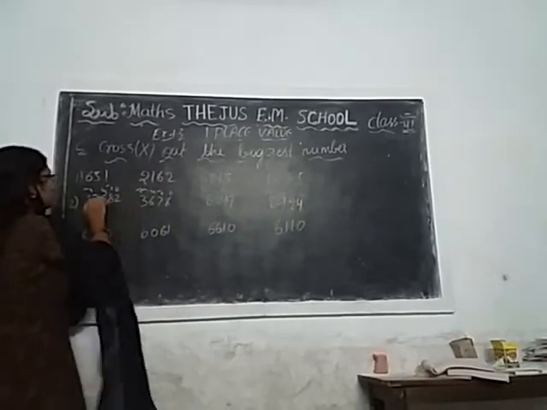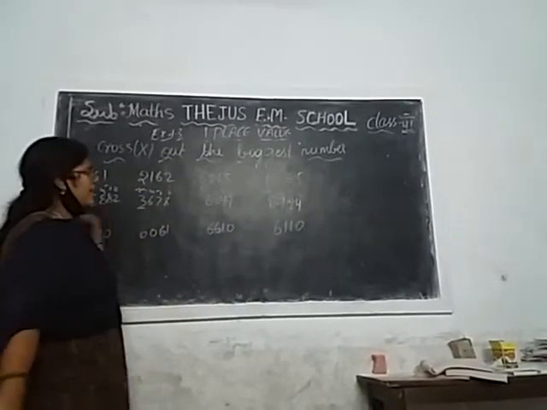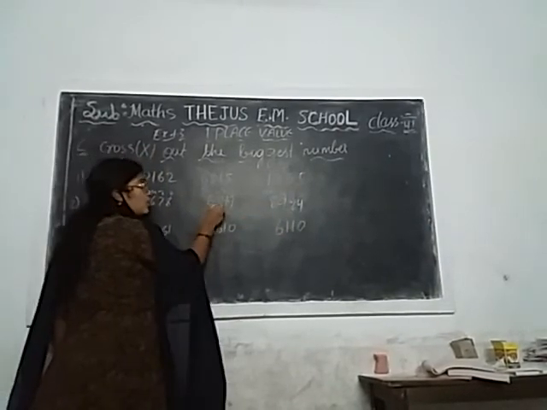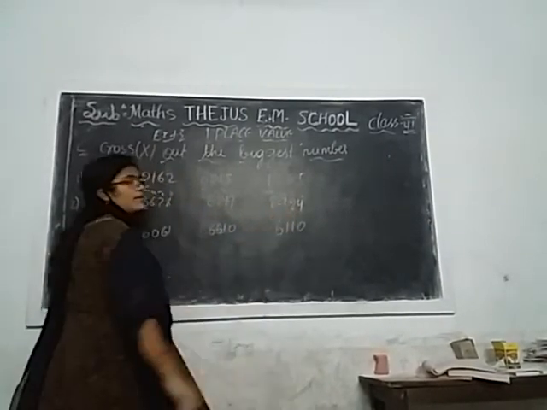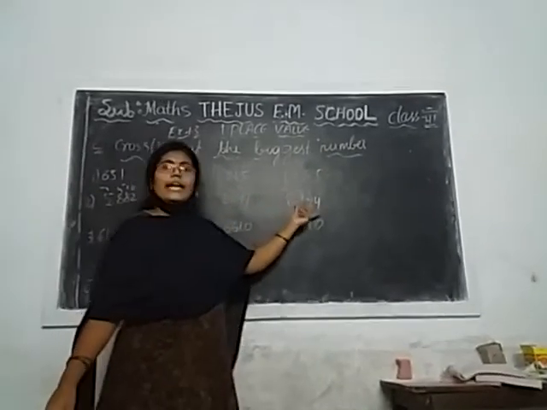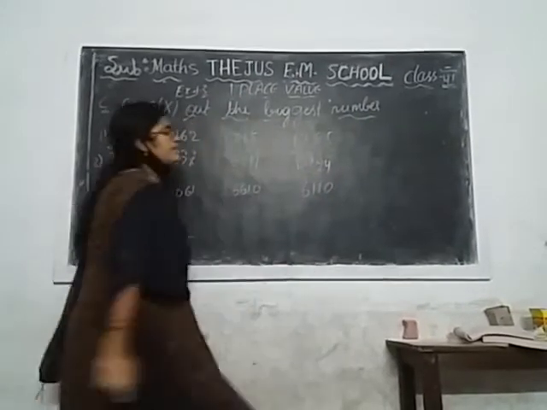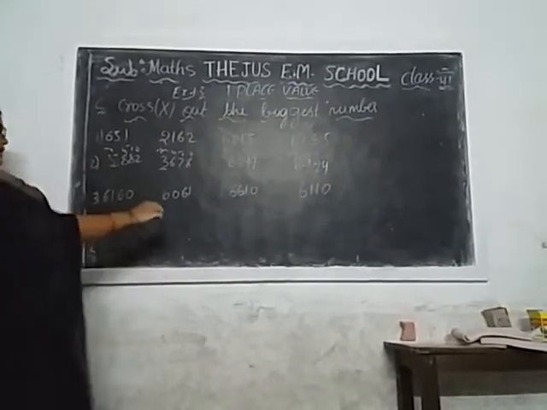8924. So 5000, 3000 is smaller. Leave it. 8000 to 8000. Next one, 8200 to 8900. So when compared to 8200, 8900 is the biggest number. So cross this one.